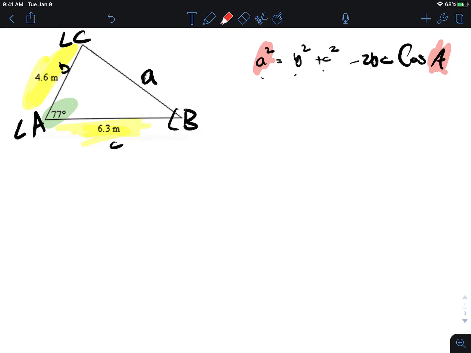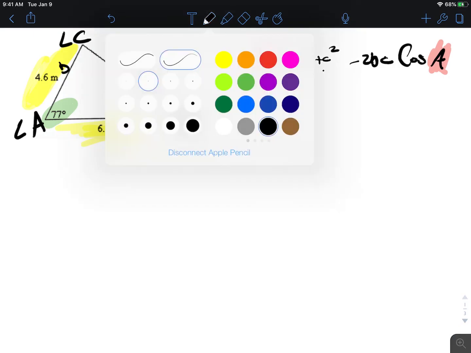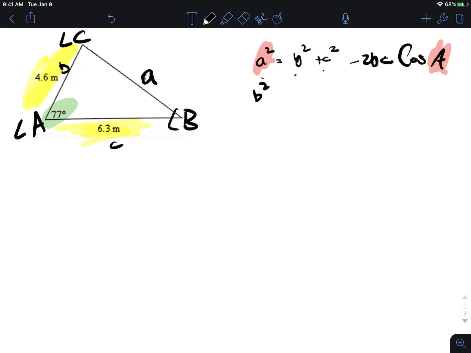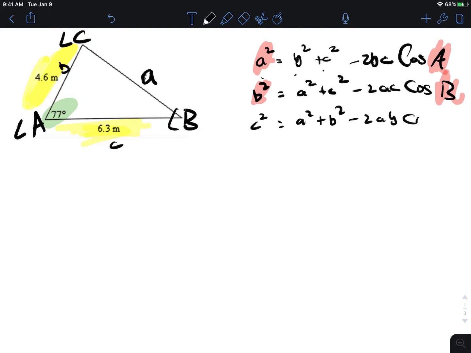If I were to write a different version of this, b squared equals a squared plus c squared minus 2ac cosine B. Again, the b's are containing everything. The third one, c squared equals a squared plus b squared minus 2ab cosine C. Everybody see what I'm getting? See the pattern?